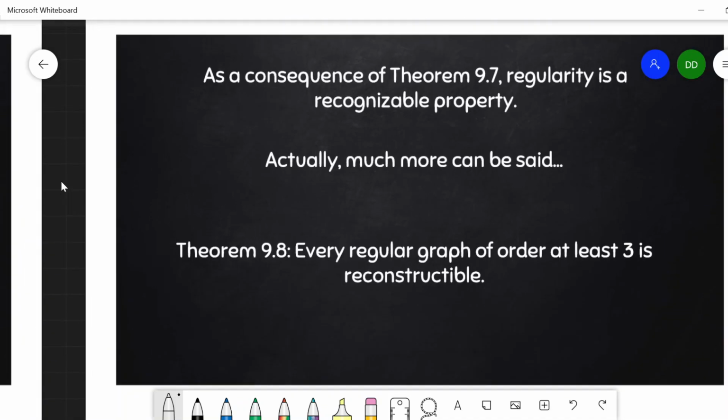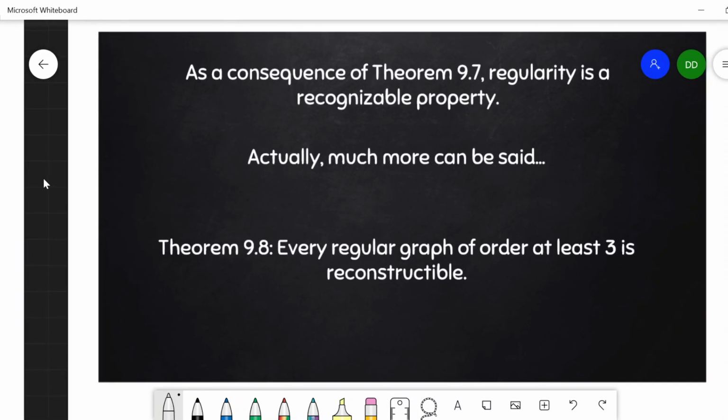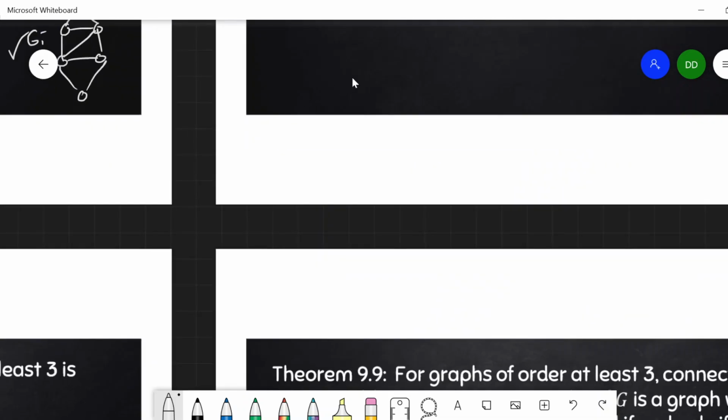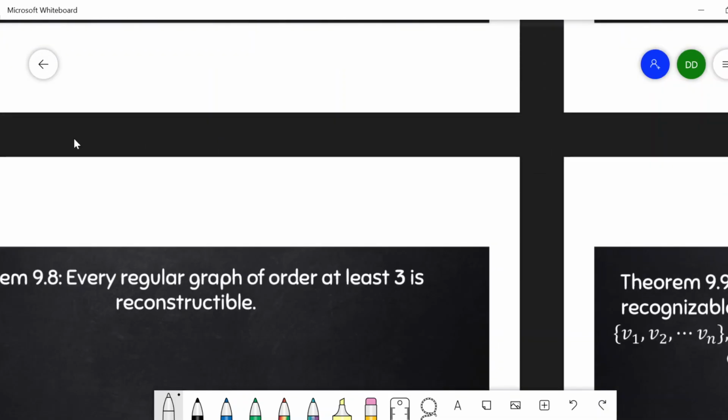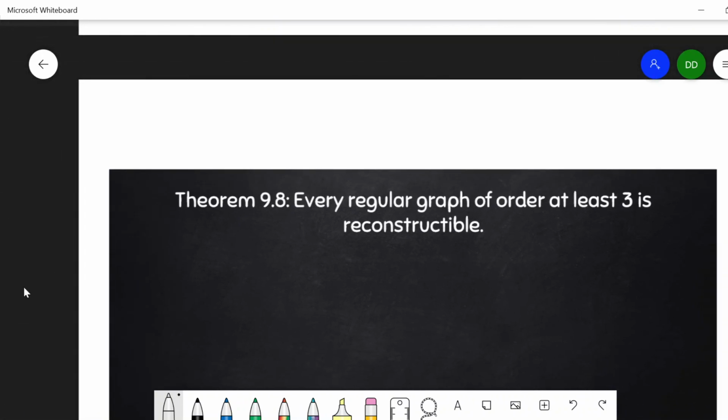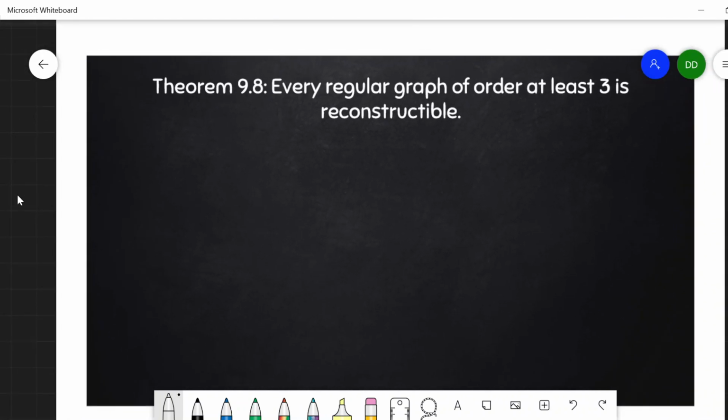So regularity is a recognizable property, and actually a lot more can be said. That is, every regular graph of order at least 3 is actually reconstructable. And so this class of graphs are all reconstructable. So let's take a look at a proof of that. How can we prove that every regular graph is reconstructable?